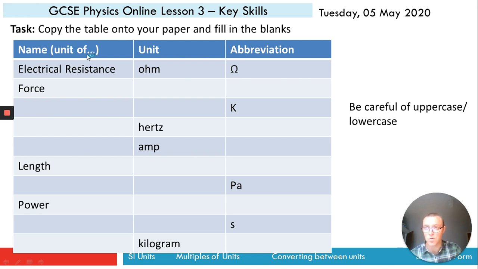We have: What is the quantity? What is the name of the quantity? What is the unit for that quantity? And what is the abbreviation for that unit? So for electrical resistance, the unit is the ohm, and the abbreviation symbol is that strange Greek letter omega. It's a capital omega. For the next one, for force, what is the SI unit for force? And what is the abbreviation for that unit?